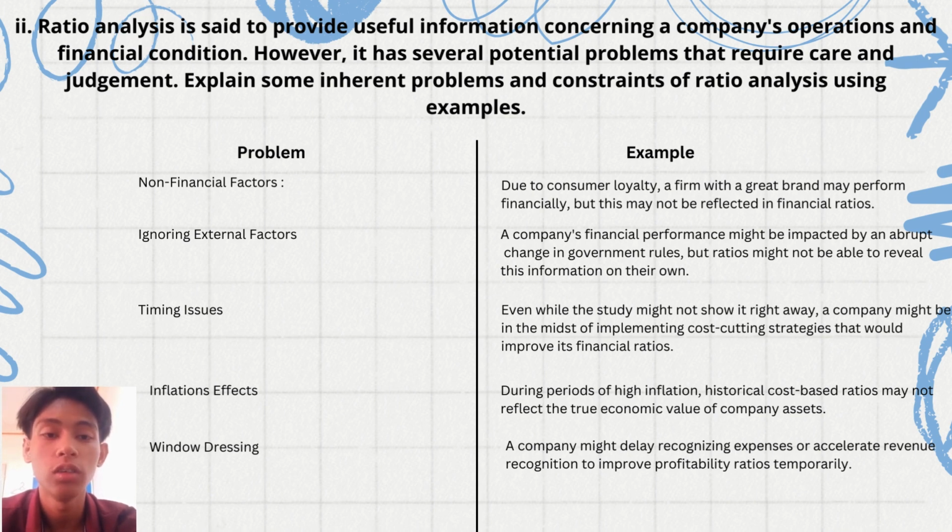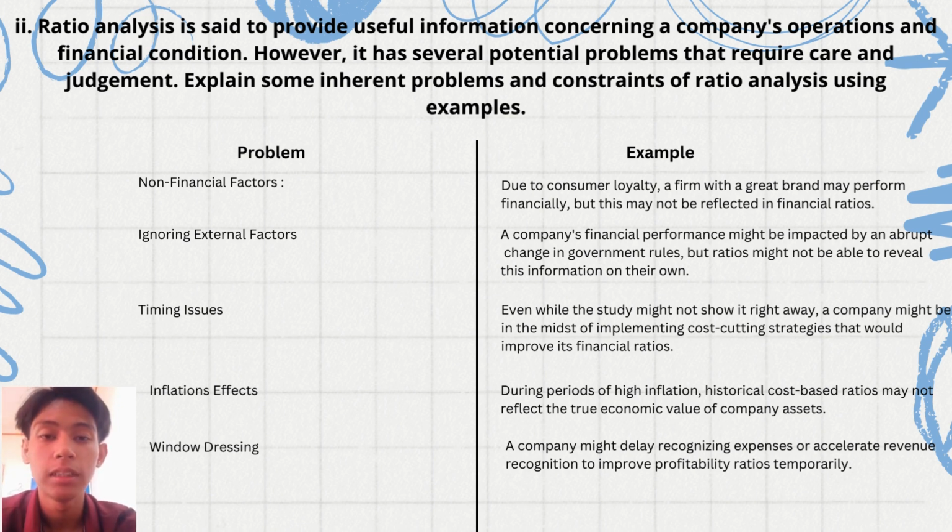Second problem is ignoring external factors. Ratio frequently ignore outside influences like shift in the regulatory landscape or the state of the economy. For example, a company's financial performance might be impacted by an abrupt change in government rules, but ratio might not be able to reveal this information on their own.